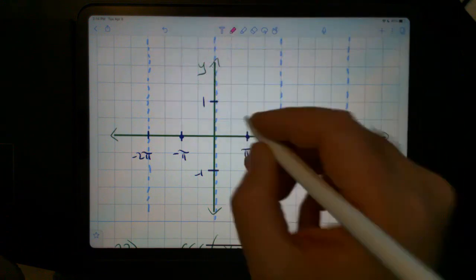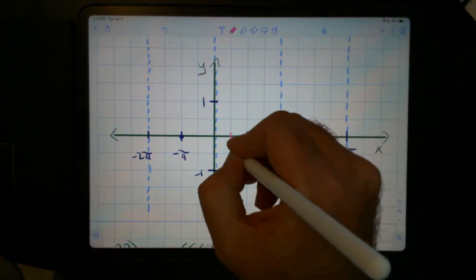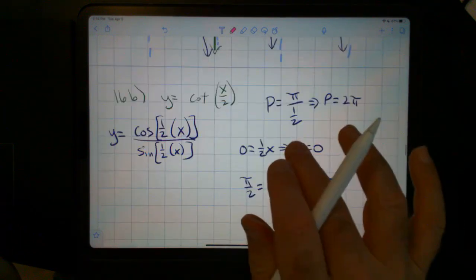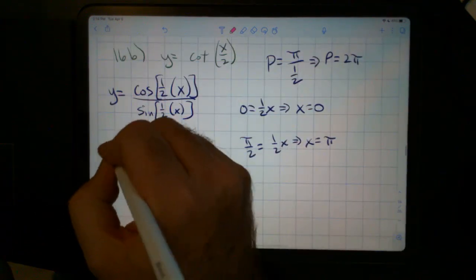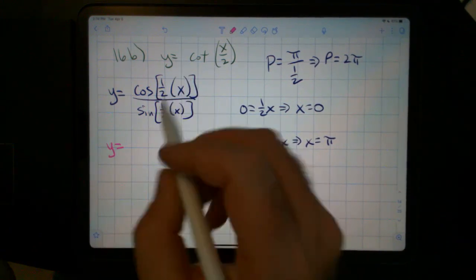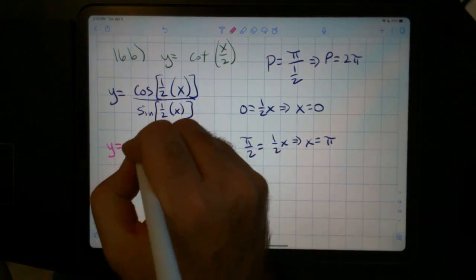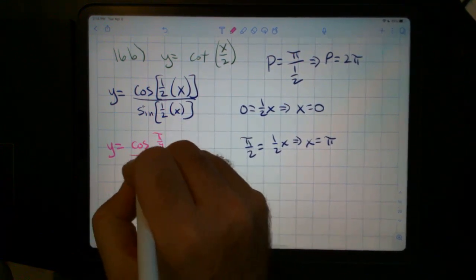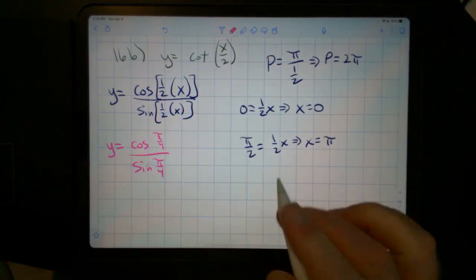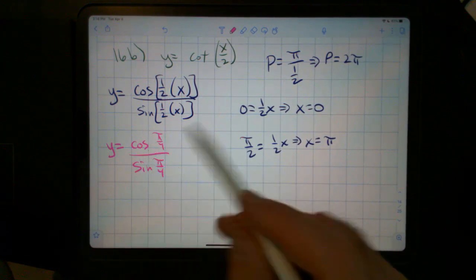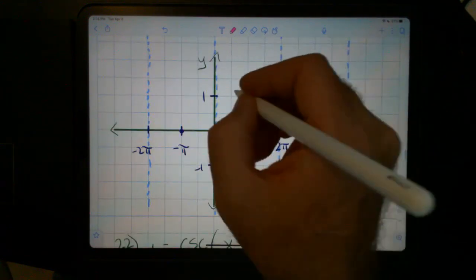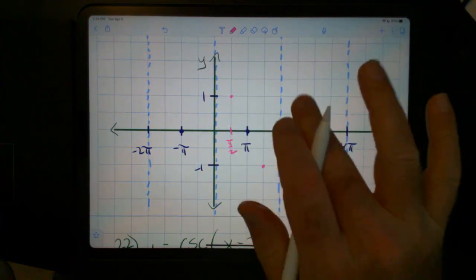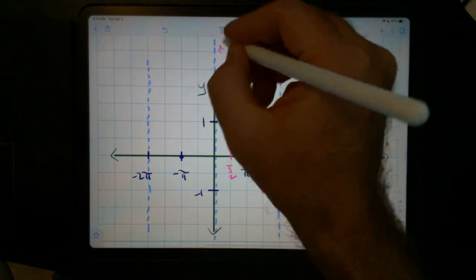And then what happens at pi over 2, the halfway point? So we have y is equal to pi over 2 divided by 2 gives us cosine of pi over 4 over sine of pi over 4, which is 1. So if that happens, similarly, this is going to happen, and this graph is going to look like.